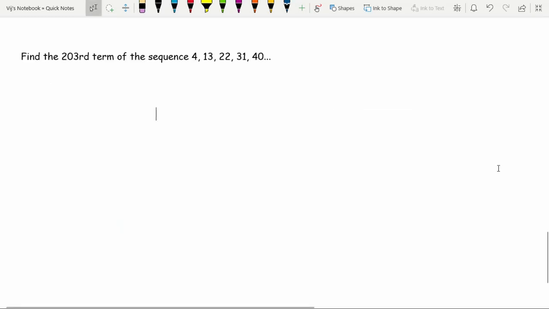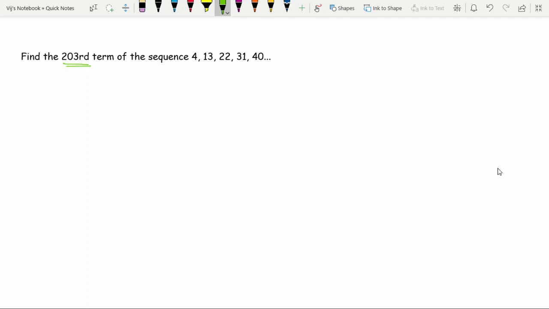Now if you have a look at this kind of extension question, in this question we're asked to find the 203rd term of the sequence 4, 13, 22, 31 and 40. Now typically if this was a small number that we wanted to find, for example if we were asked to find the 8th term, then you might find it easier just to continue the sequence until we get to the 8th number.